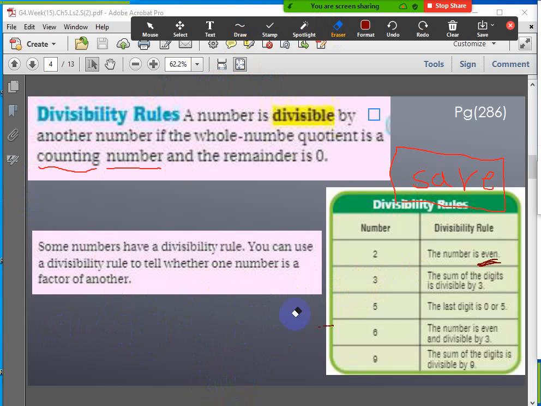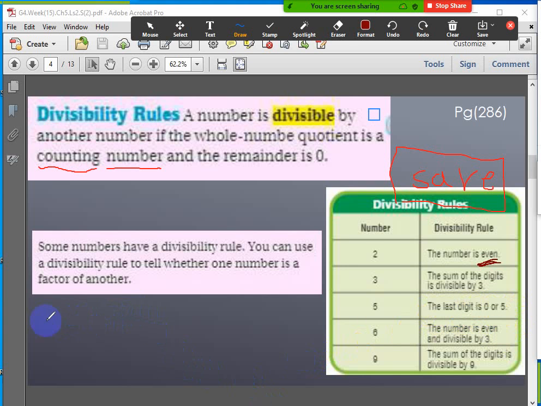Now, what about the divisibility by 5? Of course, you have to save this table. So the divisibility by 5. You have to save the rule. The rule told me that the last digit is 0 or 5. The last digit means the ones digit.